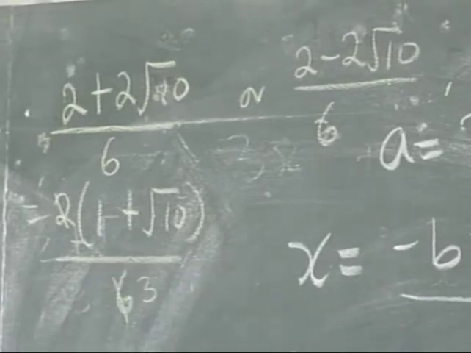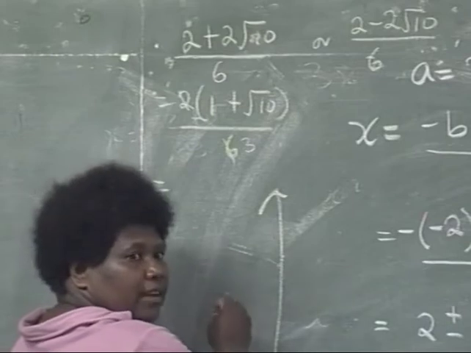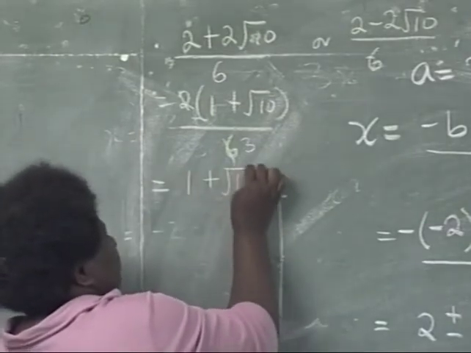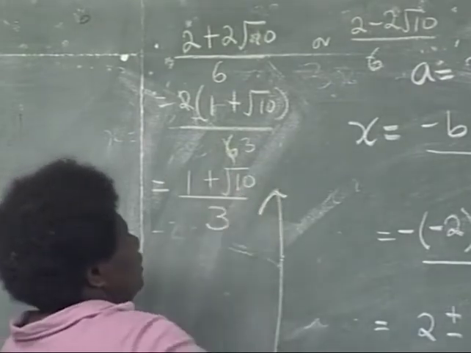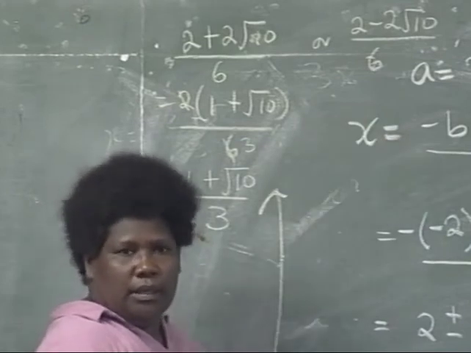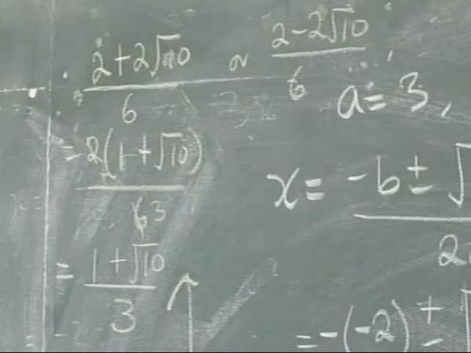This one will be 3. So the answer in simplified form is 1 plus root 10 on 3. This one is going to be 1 minus root 10 on 3. Okay, that's if you were asked to write the answer in exact form. You will have to simplify it, because if you don't, although it's in exact form, it's not simplified if you keep it as root 40.